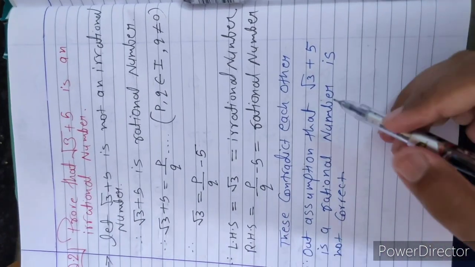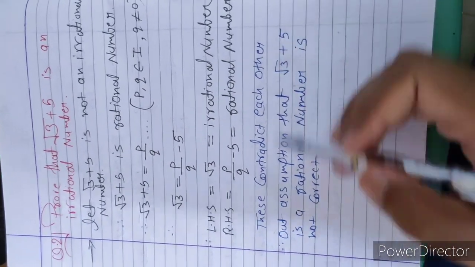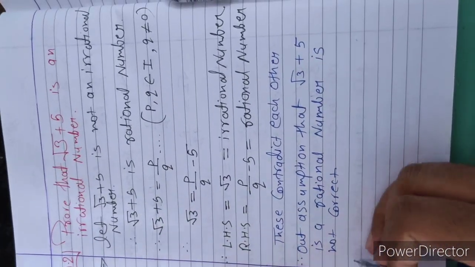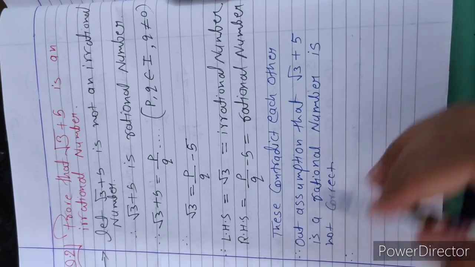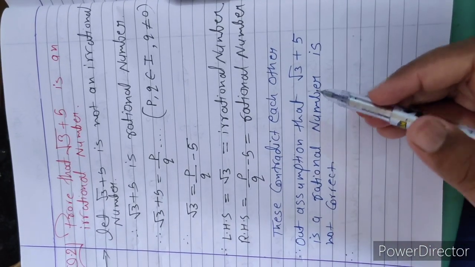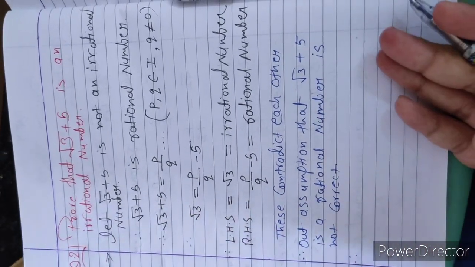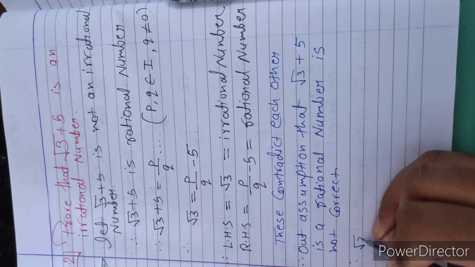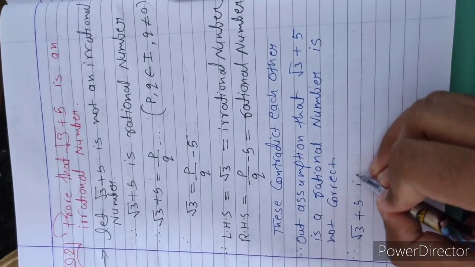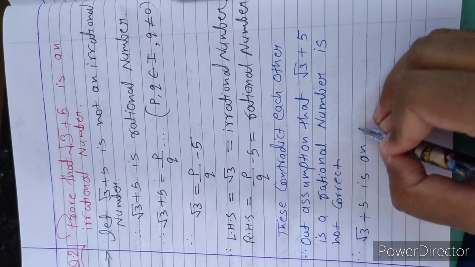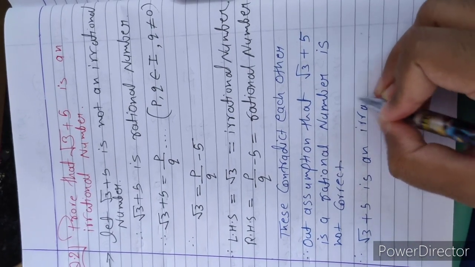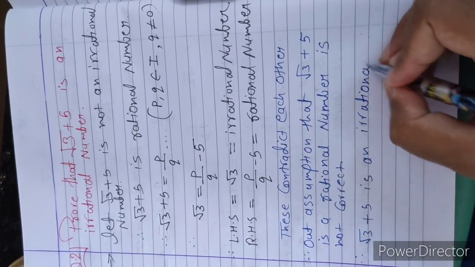Because on one side we are getting a rational number and on the other side we are getting an irrational number. So finally we will write that if it is not rational, then obviously it is irrational. So root 3 plus 5 is an irrational number.